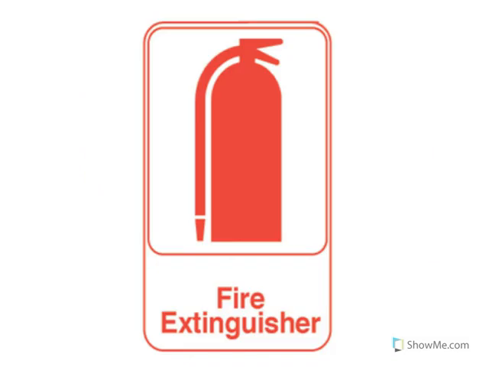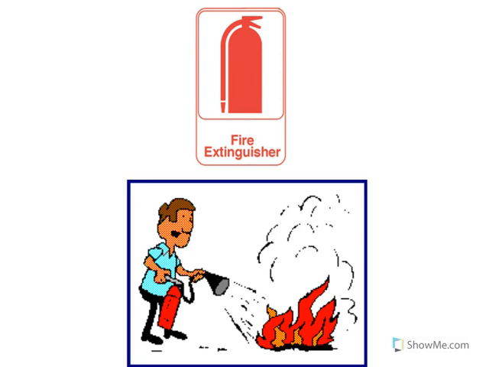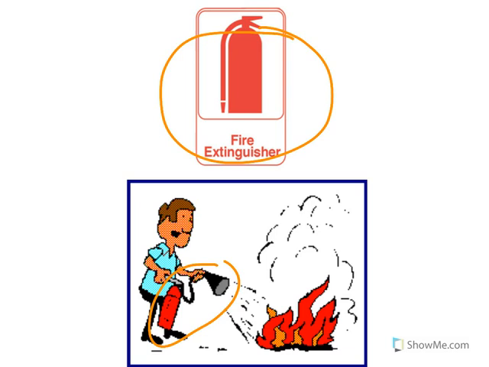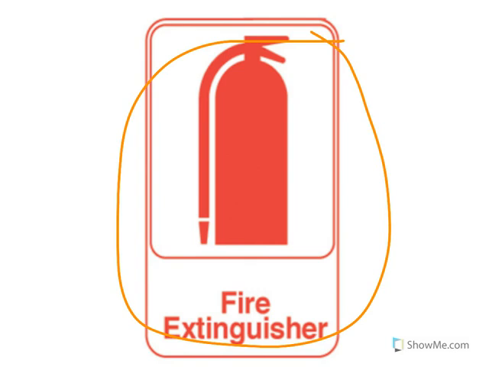Look at the sign. This says fire extinguisher. A fire extinguisher puts out fire. Look for this sign, fire extinguisher, when there's a fire. Because we can use a fire extinguisher to put out the flames of the fire. Fire extinguisher. It's used to put out fire.